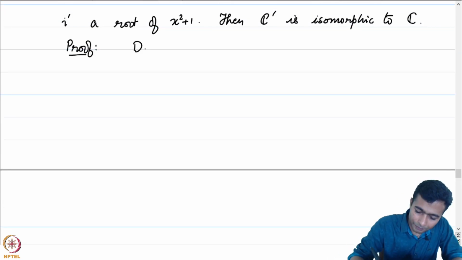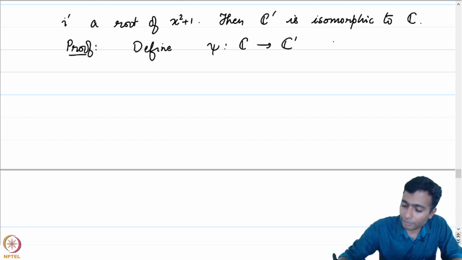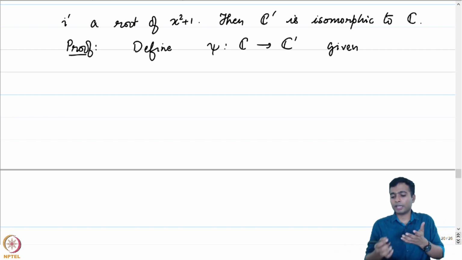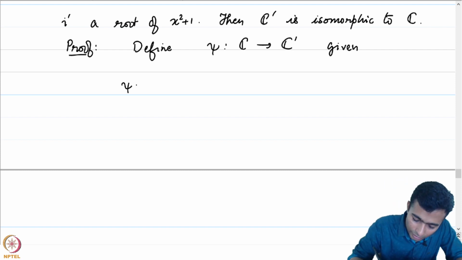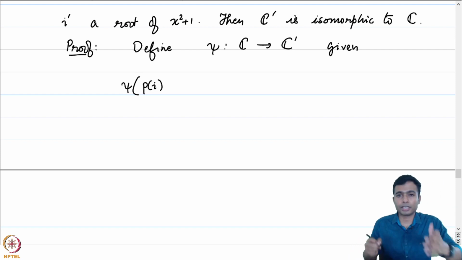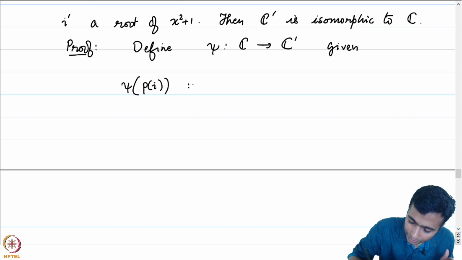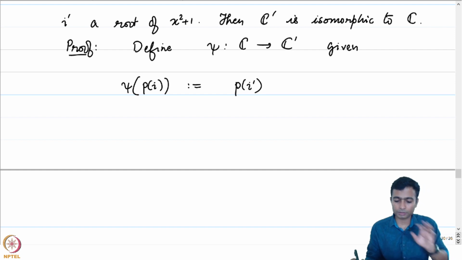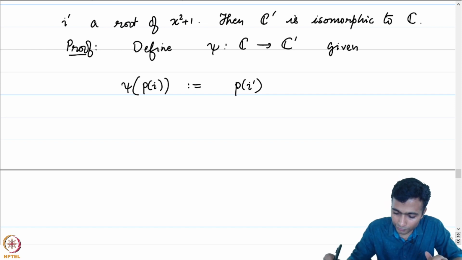So let's define a map psi from C to C prime. Any element in C we can think of as being a polynomial expression in I. So let's look at one such element, P of I, and define psi of P of I to be P of I prime. Notice that this map is the identity on R, and it sends I to I prime. That's the map, and it will be a field homomorphism from C to C prime.